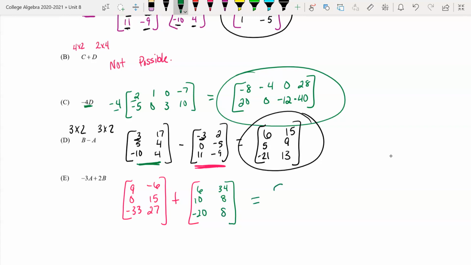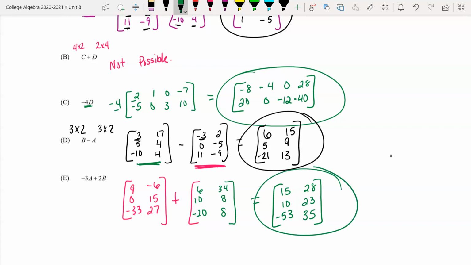So now you can add them. 9 plus 6 gives me 15. -6 plus 34 gives me 28. 0 plus 10 gives me 10. 15 plus 8 gives me 23. -33 plus -20 gives me -53. And then 27 plus 8 gives me 35. So you would multiply first and then add or subtract. Okay?